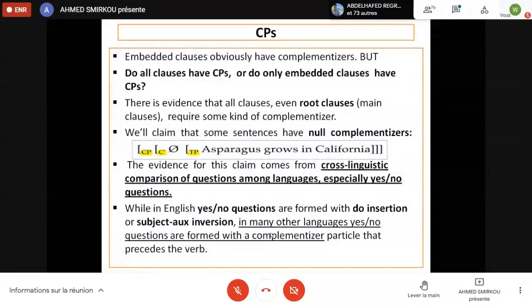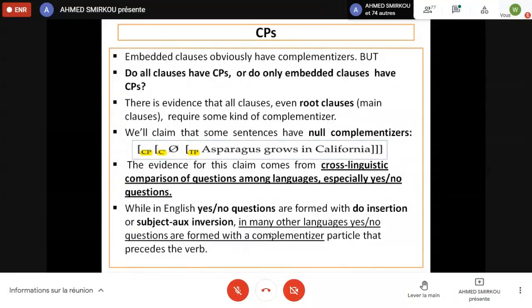Khadija, yes, please. Yes, Professor. There are two types of languages. When we want to ask a yes-no question, for example, if we talk about the English language, we use do, or we use the subject aux inversion. For example, is it something like that? And in other languages we do not use the subject aux inversion, we use a complementizer to ask a yes-no question.